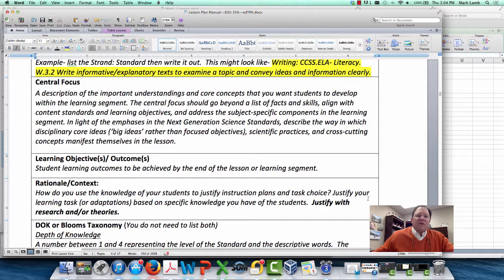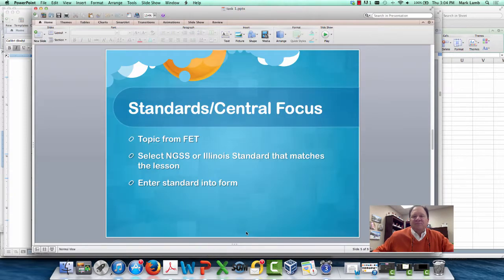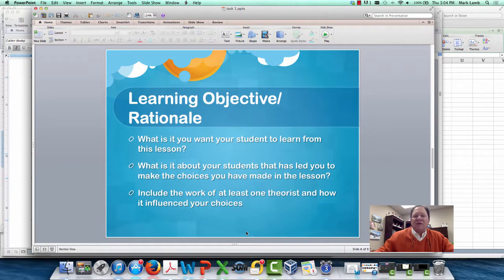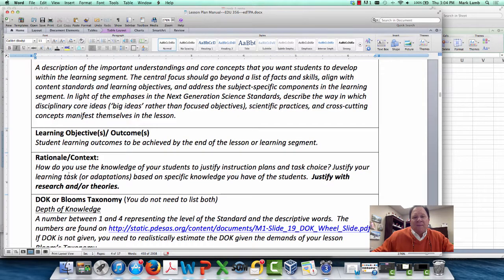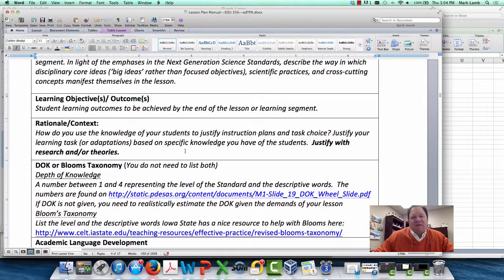Okay? The learning objective and rationale. Learning objective: what is it that you want your student to learn from this lesson? It's simply stated. What are you wanting them to come out of this lesson understanding? What's the point? That's relatively simple understanding there.